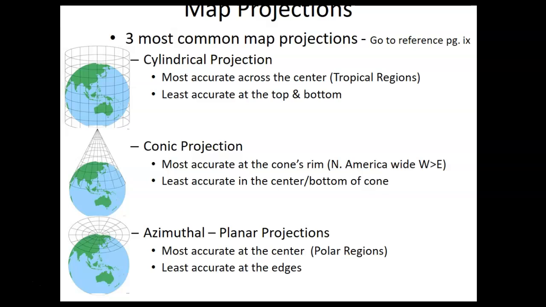And then azimuthal, or the planal projection. This is great for just showing one chunk, one small section of the Earth on a flat piece of paper, but it is least accurate on the edges, so your diagram would be like a piece of paper.